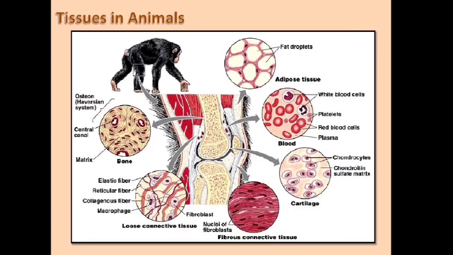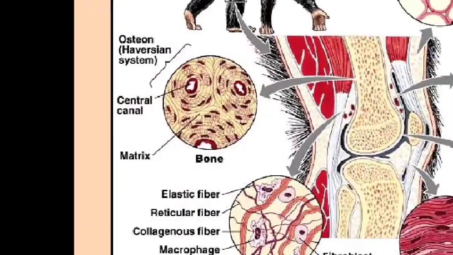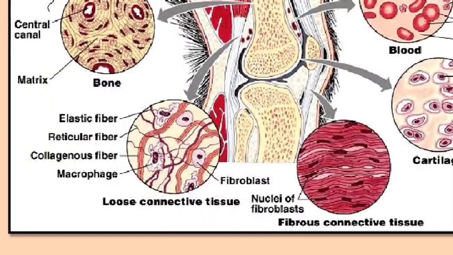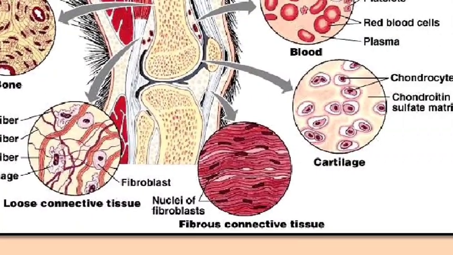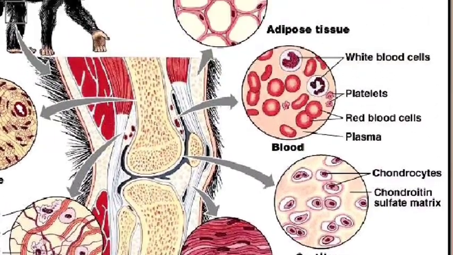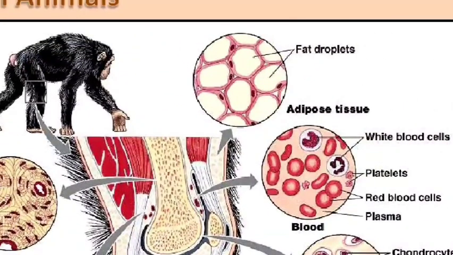You are again seeing the different cellular structures of the connective tissue. Here bone, loose connective tissue, fibrous connective tissue, cartilage, blood, and the adipose tissue.